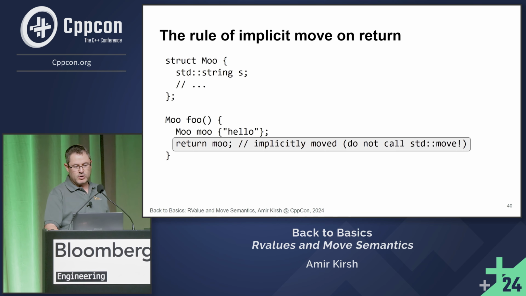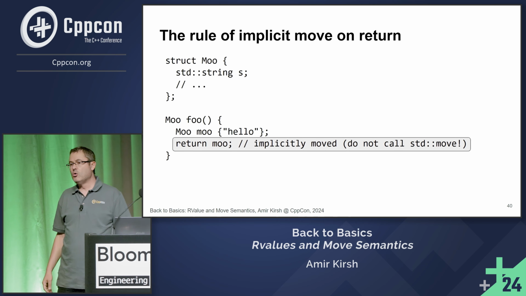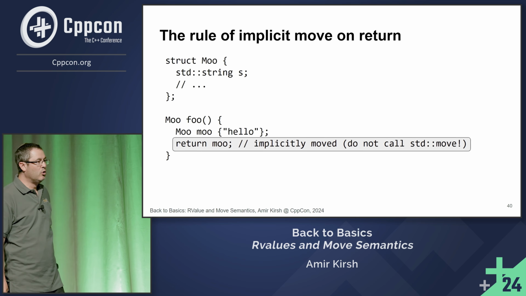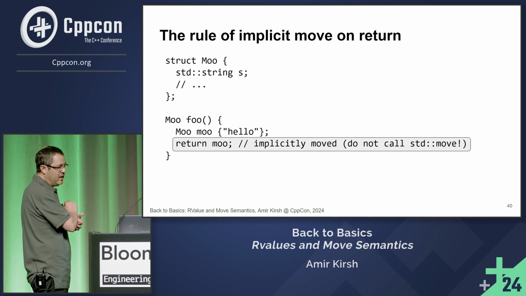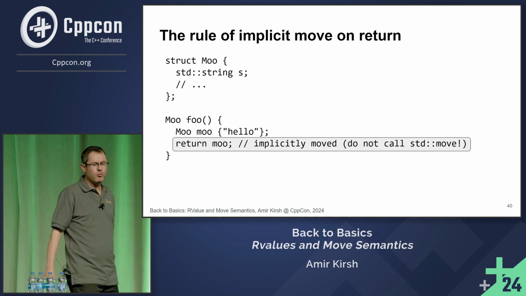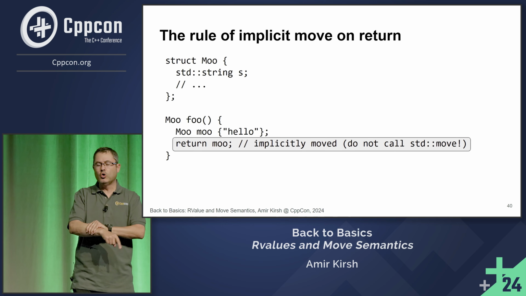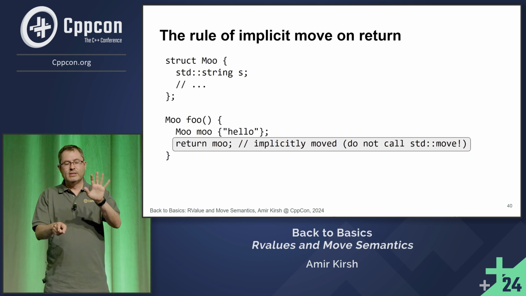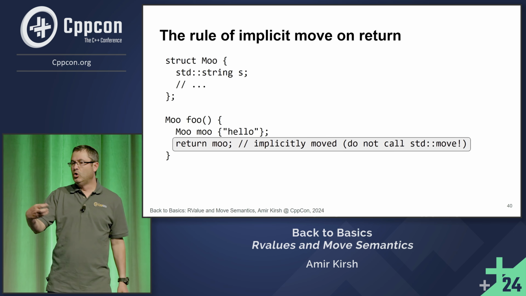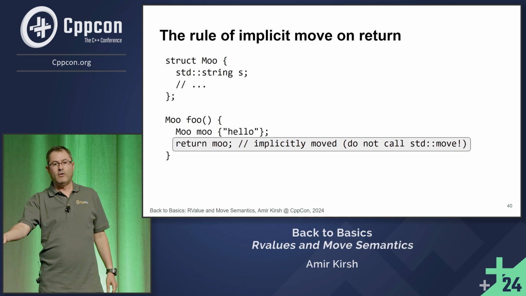The rule of implicit move on return: when you return a local, then there is an implicit move on return. No need to do std move. In fact, calling std move on that is a pessimization. Let's explain why it is pessimization, because once you do call std move on something that would have been moved anyhow by the compiler, you lose the optimization of copy elision.